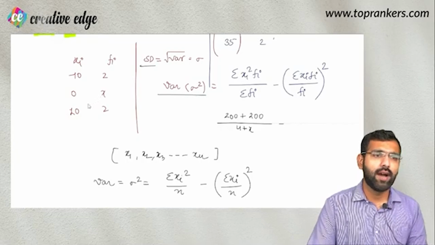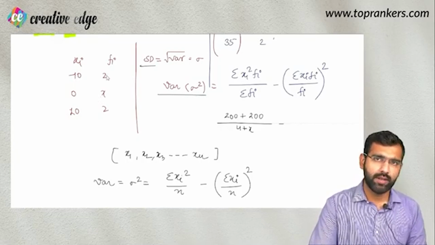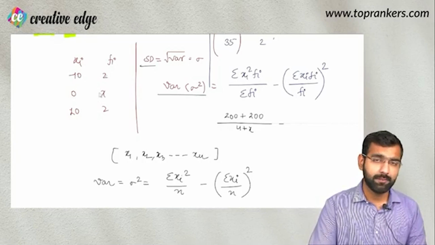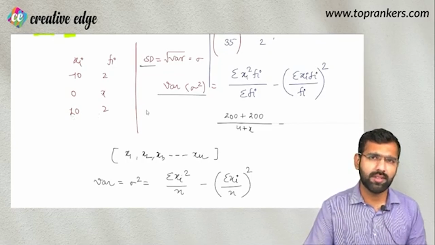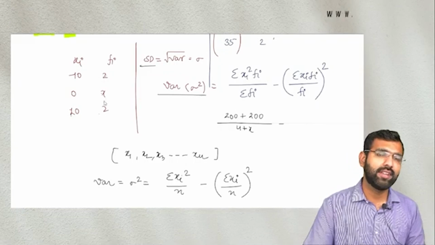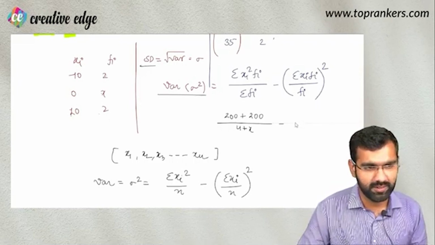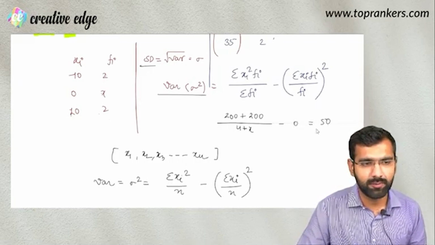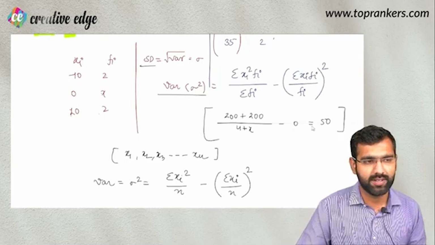ध्यान से देखिए. अगर मैं अभी यहाँ ऐड करूँ तो -10 into 2 is -20, 0 into x is 0, 10 into 2 is 20. तो -20 plus 0 plus 20, -20 से plus 20 cancel, so 0. 0 upon 2 plus x plus 2, यानी 0 upon 4 plus x is nothing but 0. And that we are given as 50. I hope ये relation आपको समझ आ रहा है मैंने कैसे लिखा.